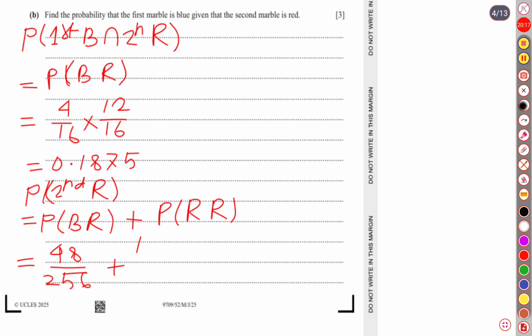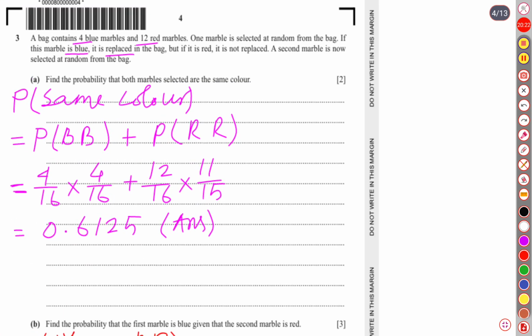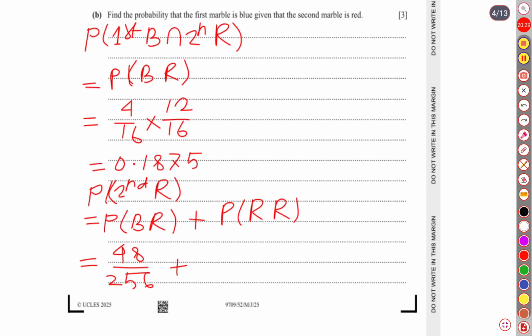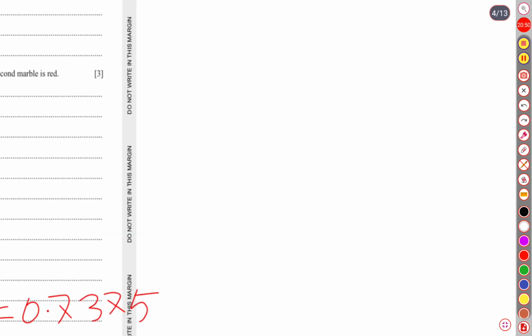So let me copy from there. If both of them are red, this is our probability: 132 over 240. Now using our calculator we can find that it is 0.7375. Look, this is not our final answer. Our final answer should be, let me write somewhere else here.